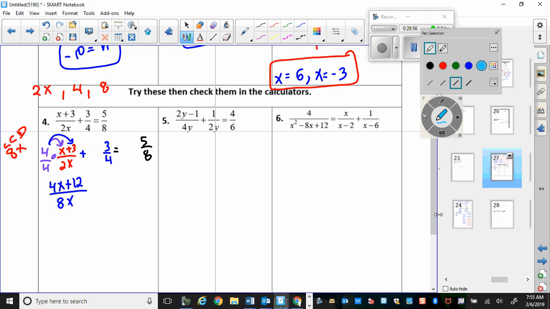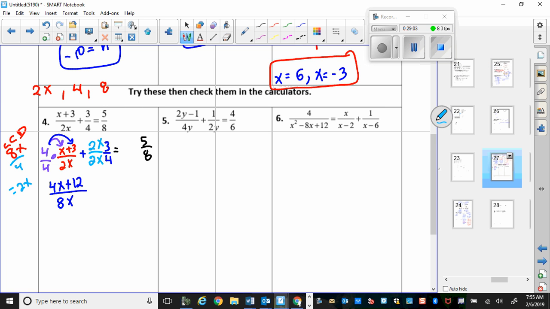So I have 8x divided by 4 equals 2x. So I'm going to multiply 2x on the top and 2x on the bottom. I get plus 2 times 3 is 6, and the x just comes down. 2 times 4 on the bottom is 8x. So I'm following through on getting those common denominators at the bottom.